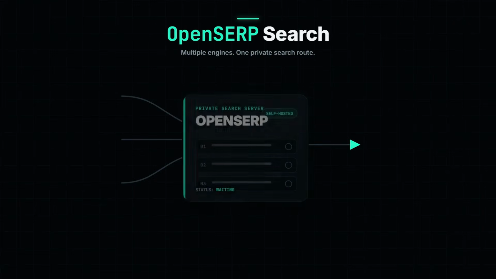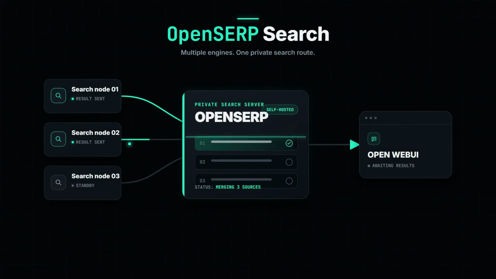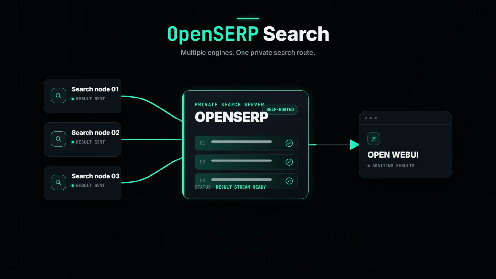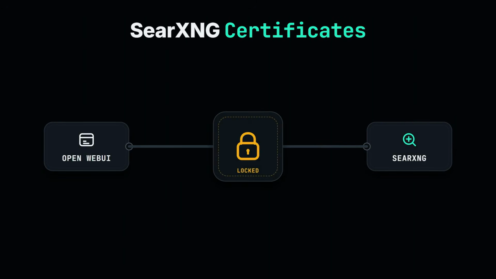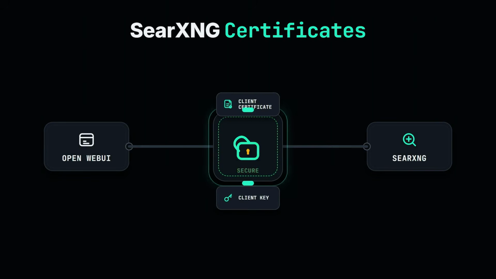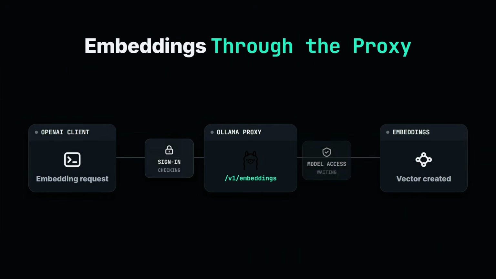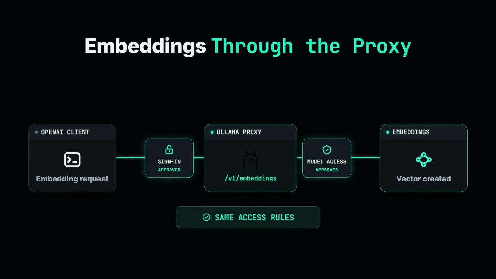Web search can target a self-hosted OpenSERP instance, which the release says returns results from several major engines without an API key. SearXNG connections can now present a client certificate and key when the search instance requires authenticated client access. OpenAI-compatible clients can create embeddings through the Ollama proxy, applying the same sign-in and model access rules used for chat.